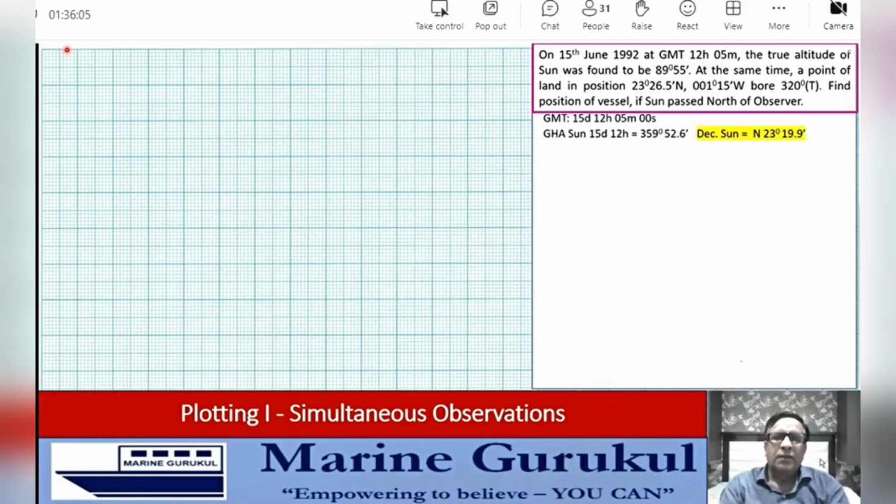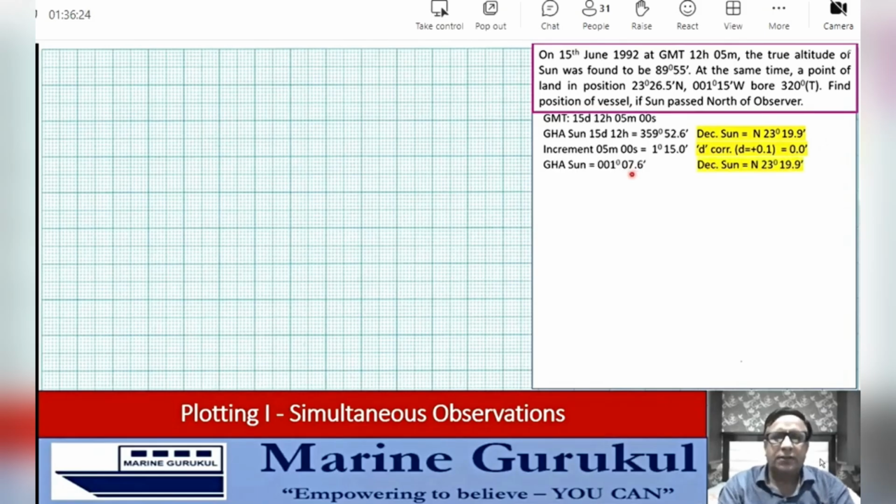To get the GP, we get the GHA of the sun, and we get its declination. So we have this as the GMT. From the almanac, we start getting the GHA and declination. Then we have the increment for GHA and the correction for the declination. We get the GHA of the sun and we get the declination of the sun.